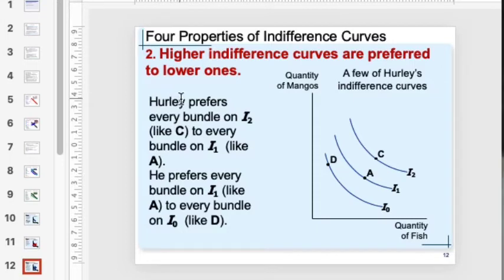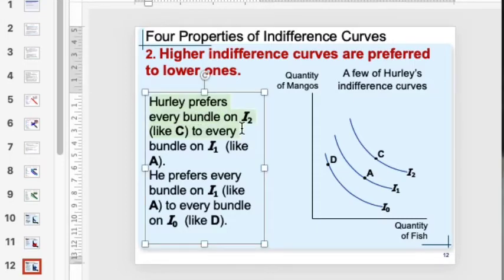Hurley prefers every bundle in I2 to every bundle in I1, because basically what we're saying is that on a higher indifference curve, in total she's happier because she's getting more fish and mangoes combined than on lower indifference curves. So people prefer to be on a higher indifference curve. Higher indifference curves mean higher satisfaction. So higher indifference curves are preferred to lower ones.